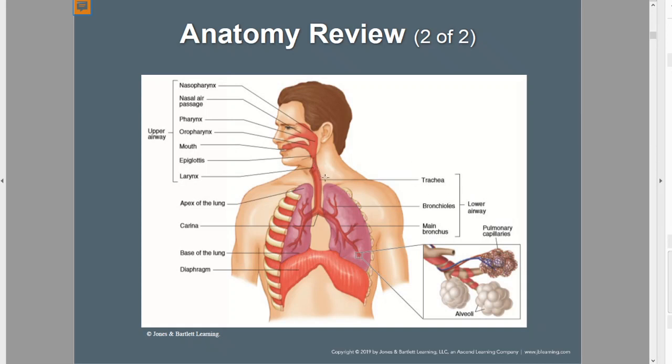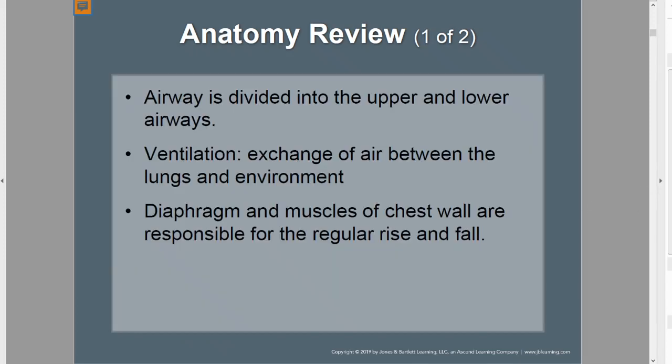Okay. We know that the larynx is the dividing point between the upper and lower airway. Hang on 1 second. We'll go back to that next slide.